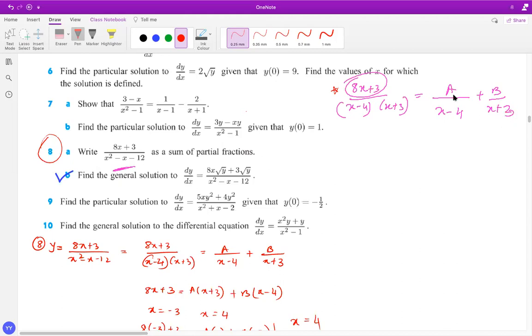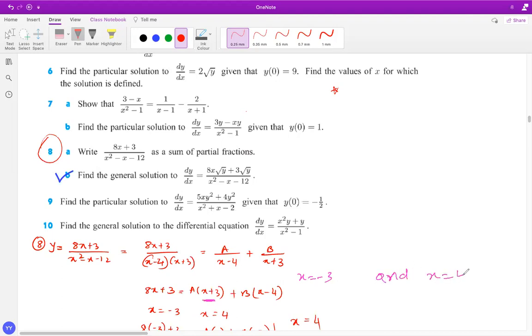Here it's up to us which one we want to keep first. After this, I can just solve it. I can cross multiply here. So if I cross multiply, I get 8x plus 3 equals a times x plus 3 plus b times x minus 4. Next, you can substitute x equals negative 3 on both sides, and then substitute x equals 4 on both sides.